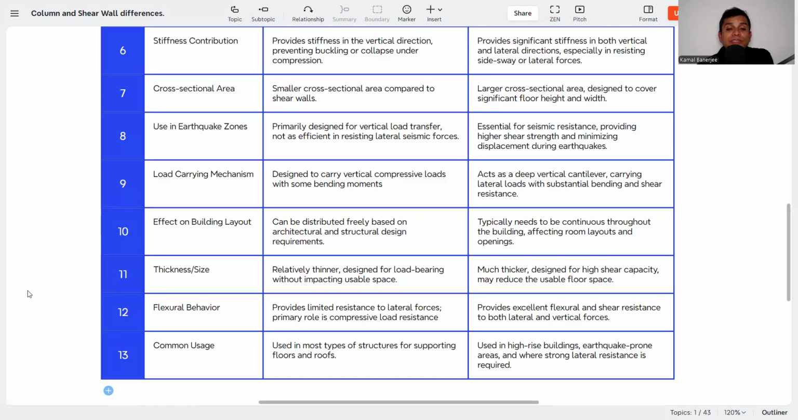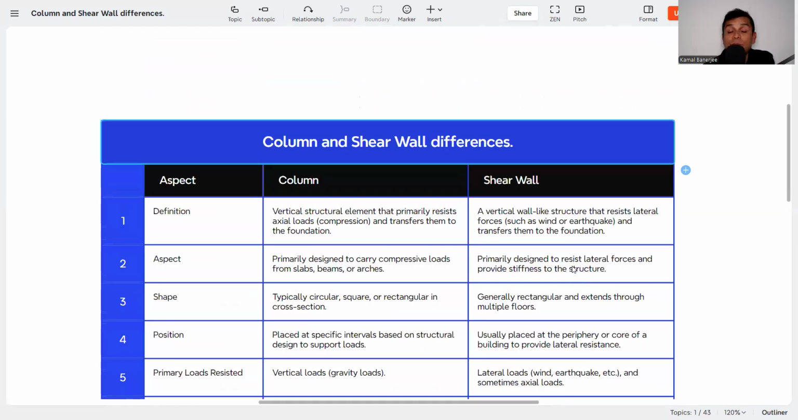Then common uses: columns are used in most types of structures for supporting floors and beams, and shear walls are used in high-rise buildings, earthquake-prone areas, and where strong lateral resistance is required. So these are the points of comparison between column and shear wall. And in RCC structures, the shear wall and column are always there in high-rise structures.